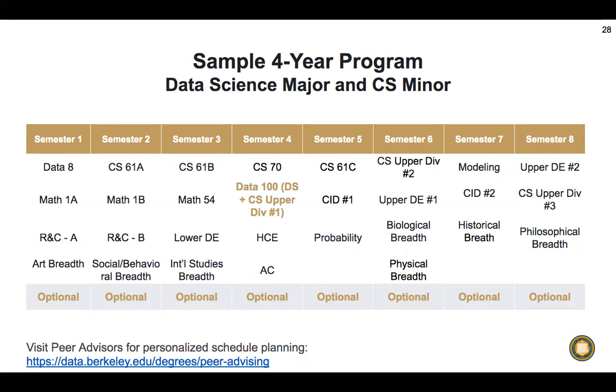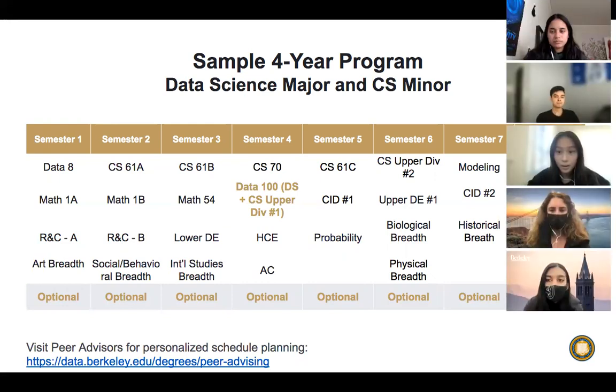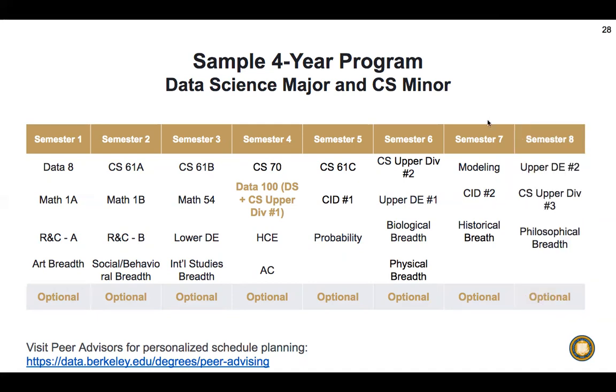And we do recommend you start taking your CIDs, or computational and inferential depth classes, and upper domain emphasis classes by your 3rd year, just to space them out a bit nicer. And you can declare your data science major by your 3rd semester and your CS minor by your 4th semester.